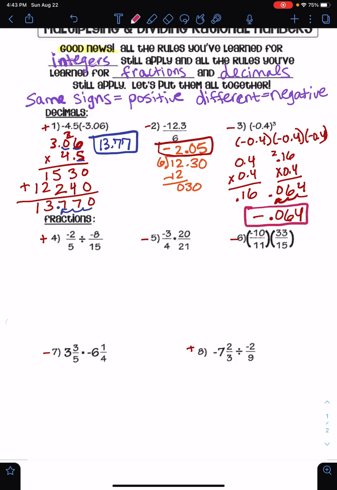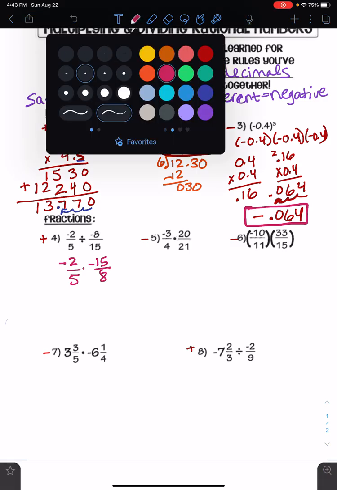For the fraction examples, we're going to take that first one, multiply it by the reciprocal of the second one. You can see I moved that negative, but it doesn't matter where you put the negative sign. It can be in the numerator, the denominator, or even with the fraction bar. I always put it in the numerator. It's just easier for me to keep track of. I'm going to look for places where I can cross cancel.